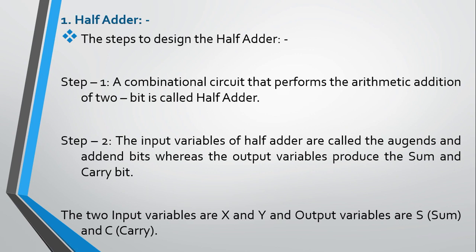So in the blank you need to write operand. Now input variable means A and B. So A and B are the operands in this case, right? Now see, when output will be there, that output is referred to as sum and carry. Sum is referred with S and carry is referred with C. So there are two input variables over here and two output variables over here.